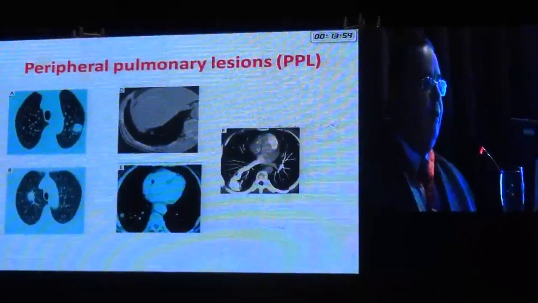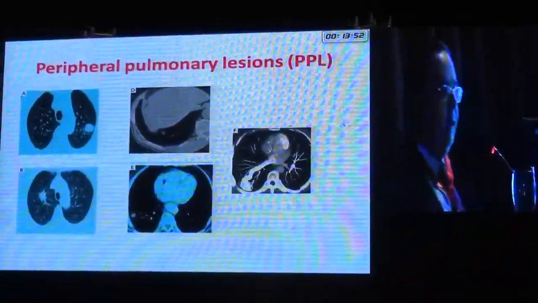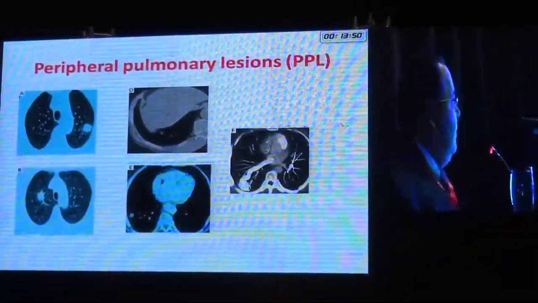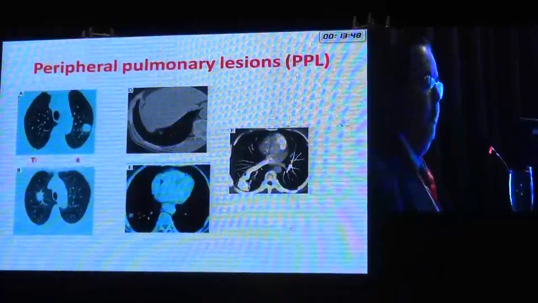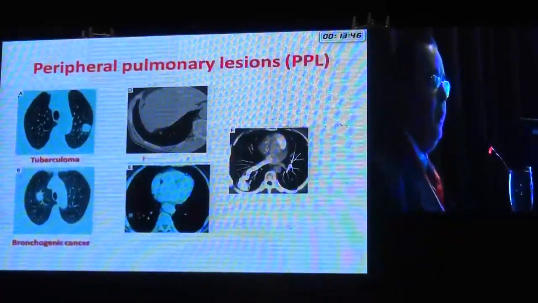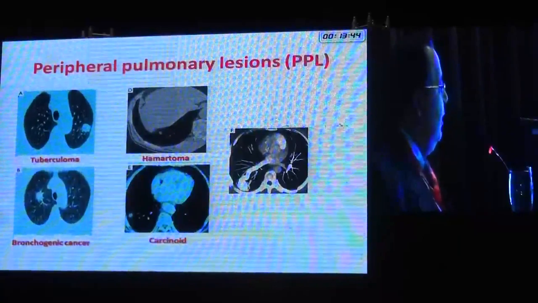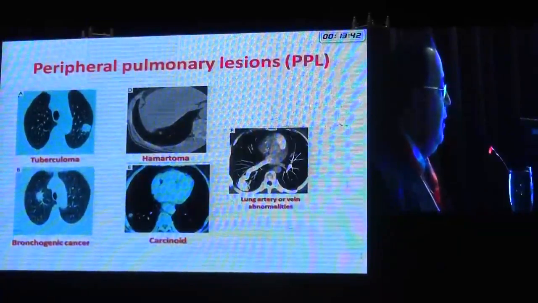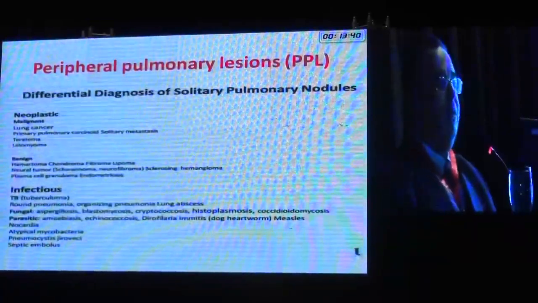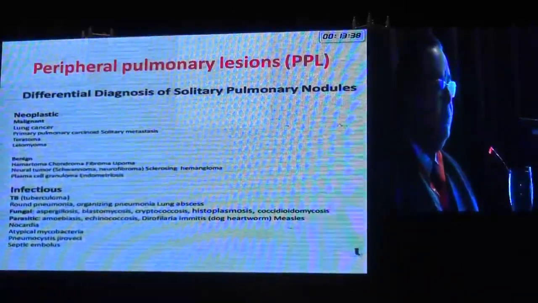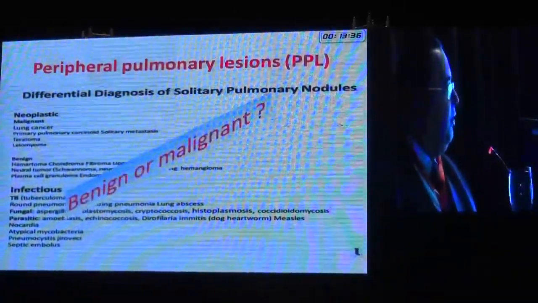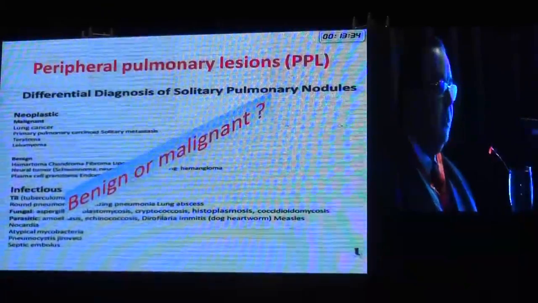We are all confronted by such peripheral lesions, like we see here in the CT. It may be a tuberculoma, it may be a bronchogenic carcinoma, it may be a hamartoma, it may be a carcinoid, even it may be a vascular lesion. Our main concern is the differential diagnosis of this peripheral lesion, whether it will be benign or malignant. This is our main task.